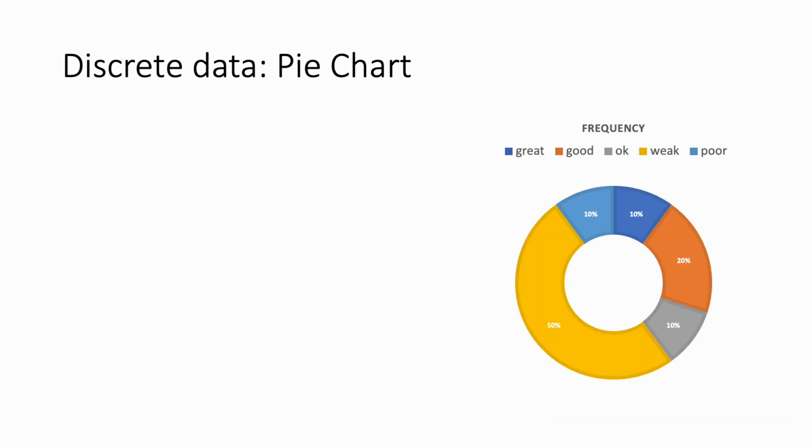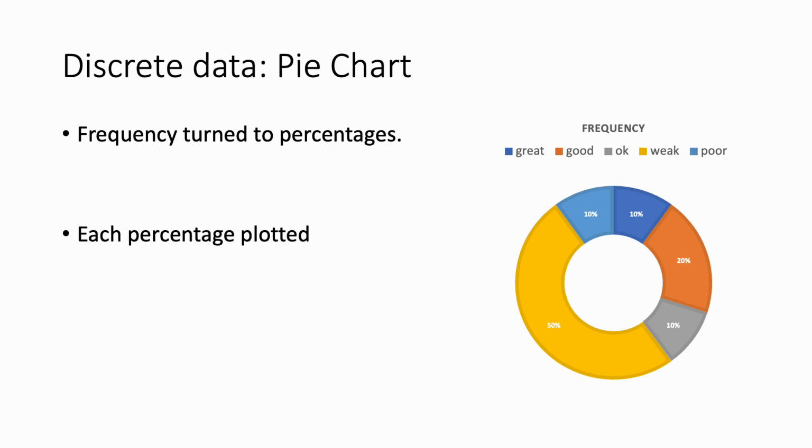A pie chart can also visualize frequency distributions of discrete data. In this case, all the frequencies are converted into percentage shares of the total sum of frequencies. And then each percentage is given a share of the pie. In this case, we have not exactly drawn a pie, we have drawn a donut shape, but I mean, still effectively the same. So, the greater the percentage, the greater is the share of the pie.